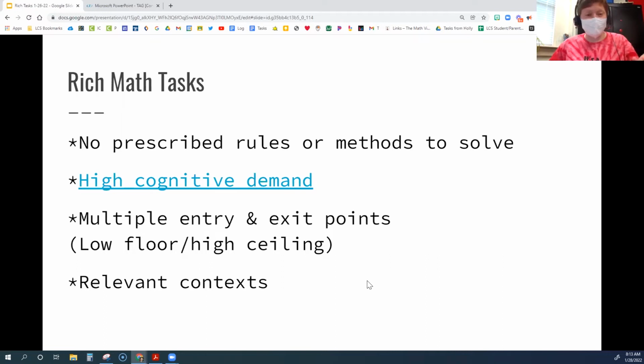The one that I showed you, my paint splotch thing, the context was not really a relevant context. I will go ahead and admit that to you. But the best ones are going to be where the context is relevant and interesting to them.